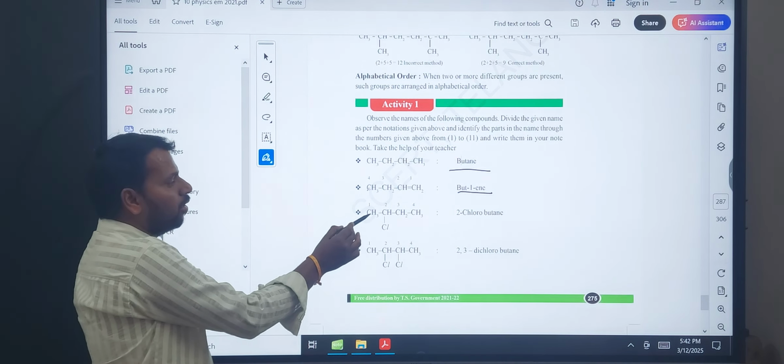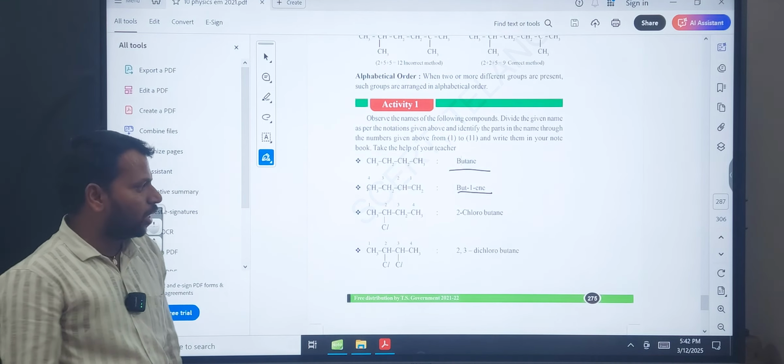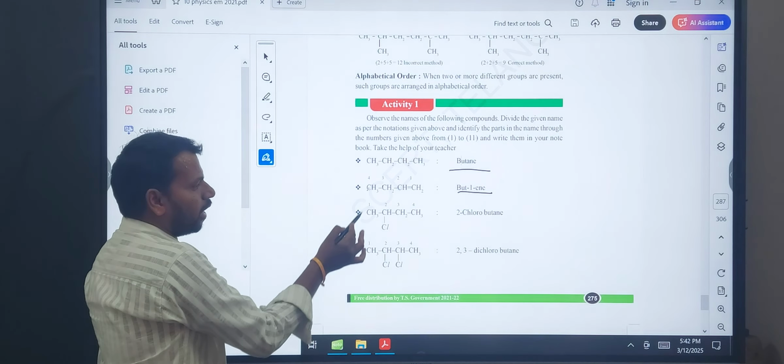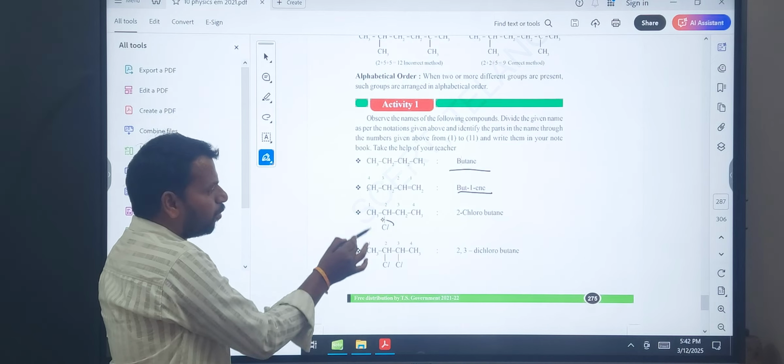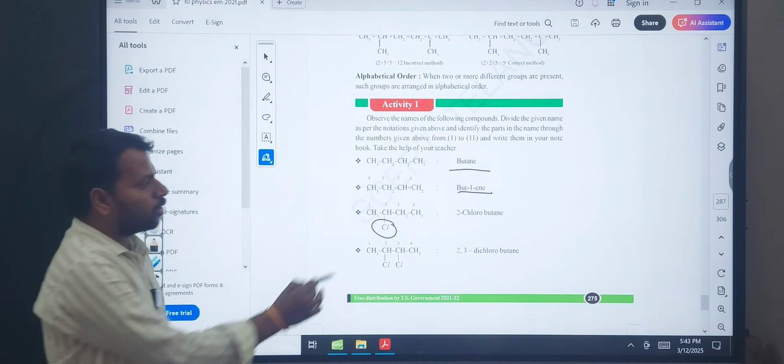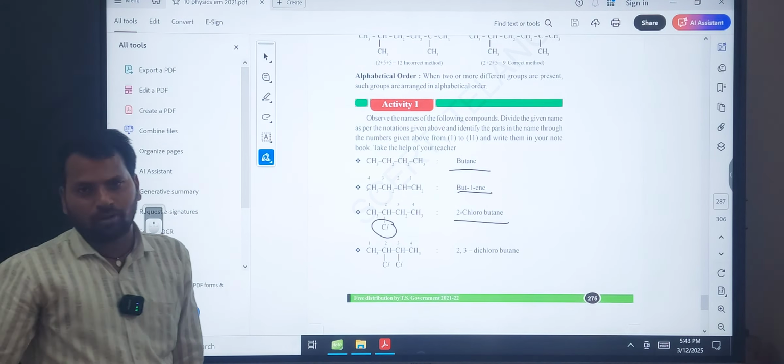Next. Here one substituent is present on the carbon chain. Normally it's a butane, but at second position chlorine is present. So that is said to be 2-chlorobutane.